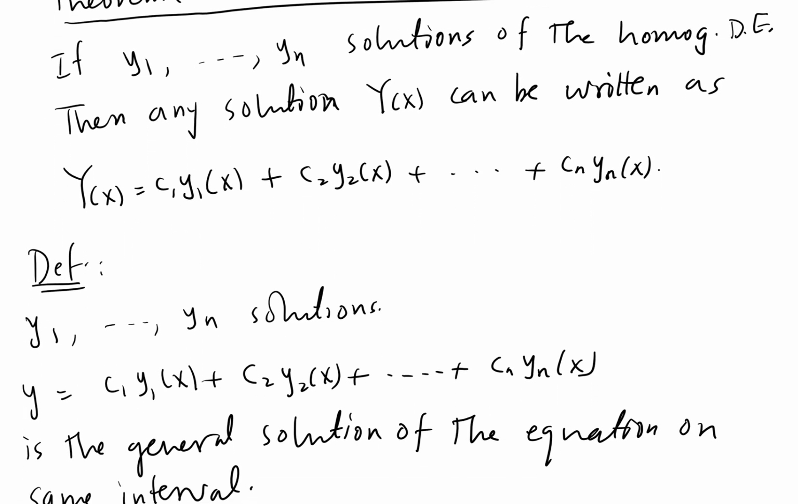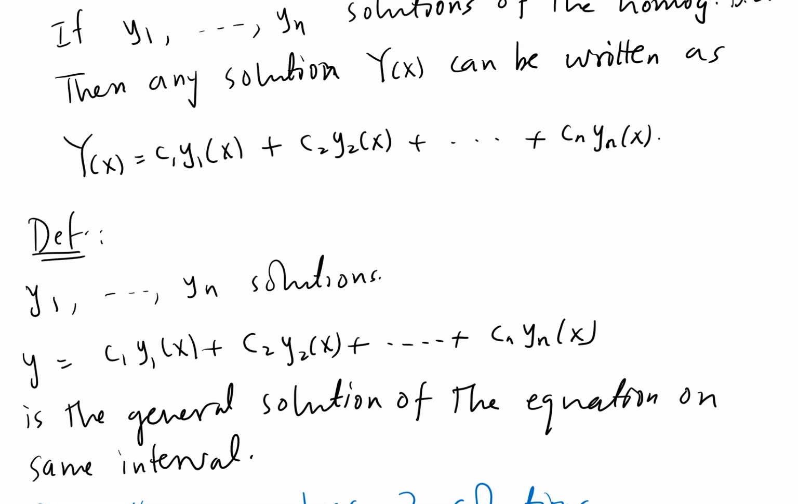Now, a definition: if y1 all the way to yn are solutions to the given homogeneous differential equation, then y equals c1y1 all the way to cnyn, the linear combination, is called the general solution of the differential equation. Some people use y sub g to represent the general solution of the differential equation.